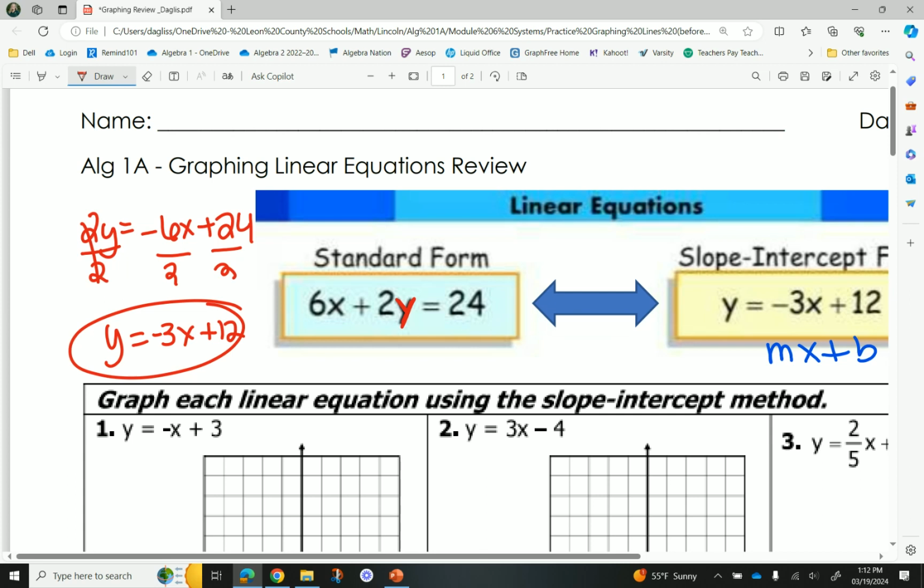Slope, if it's positive, it goes up. If it's negative, it goes down. We always move to the right. We always move forward. Positive and negative tells me up or down. So let's do a couple.